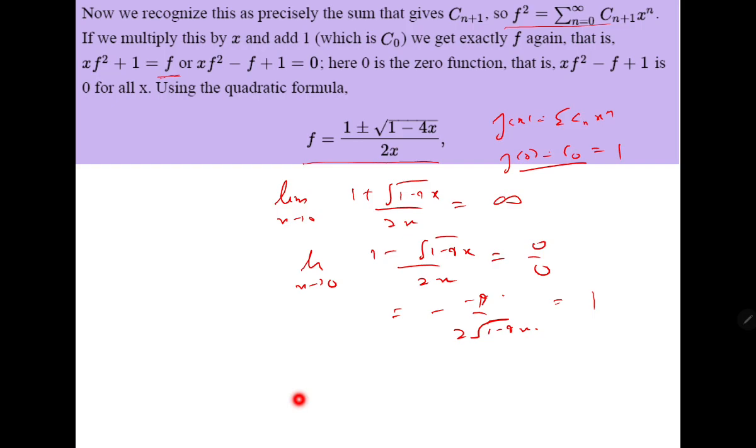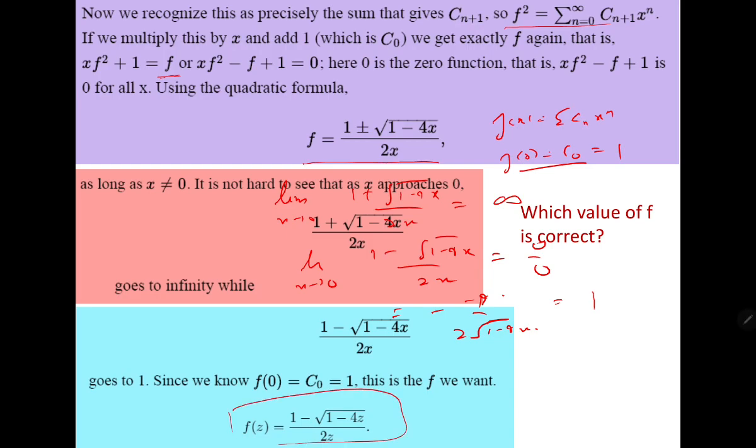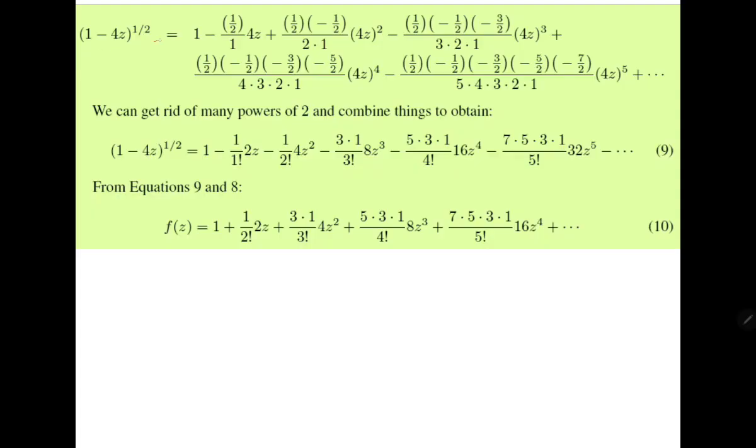So it means that 1 plus root 1 minus 4x by 2x does not work, and the solution is 1 minus root 1 minus 4x by 2x. So this is my required f of z. Now I just need to simplify it using binomial expansion. I can write 1 minus 4z raised to the power half as follows. I make some rearrangement and substitute it back into the formula f of z. That gives me this relation.